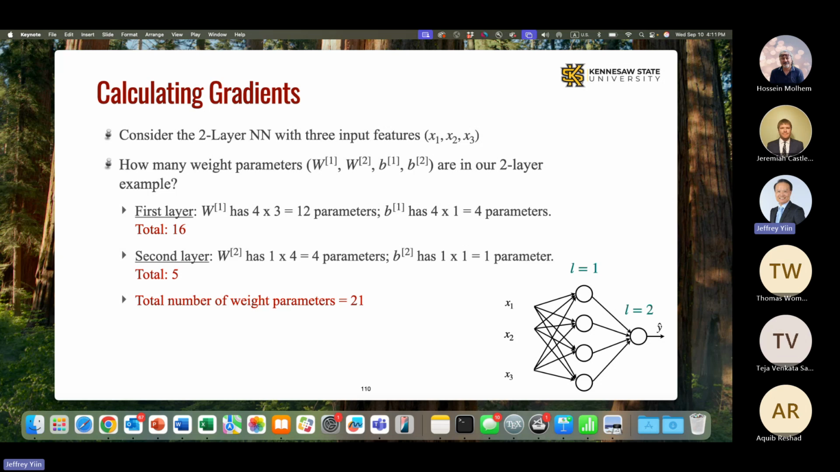So essentially, we want to update the weights in the first layer. There are 4 sets of weights. And W2, the destination is 1, so we can use 1 vector to represent all 4 weights. And B1, because we have 4 neurons, essentially has 4 scalars. And B2, since there's only 1 neuron, is one scalar.